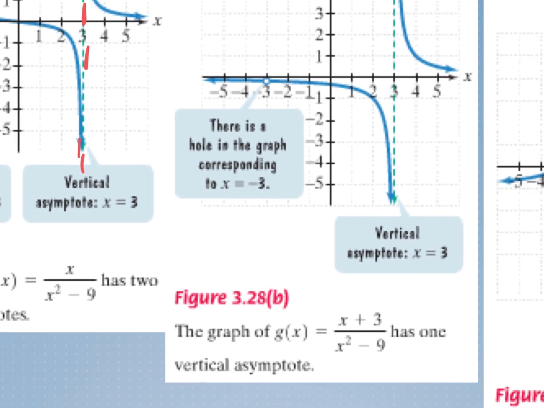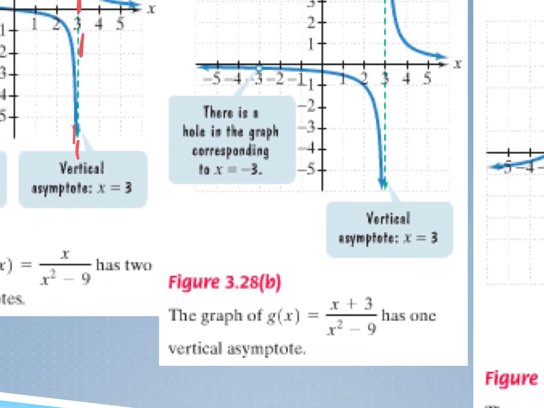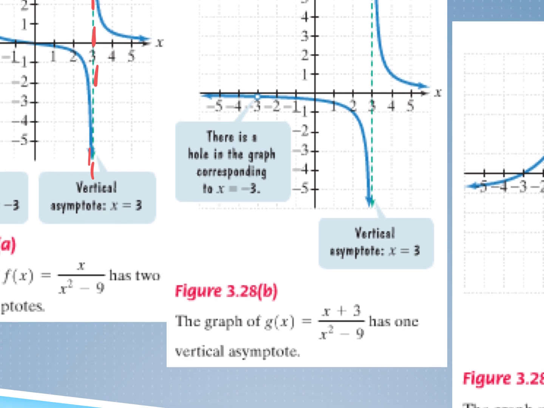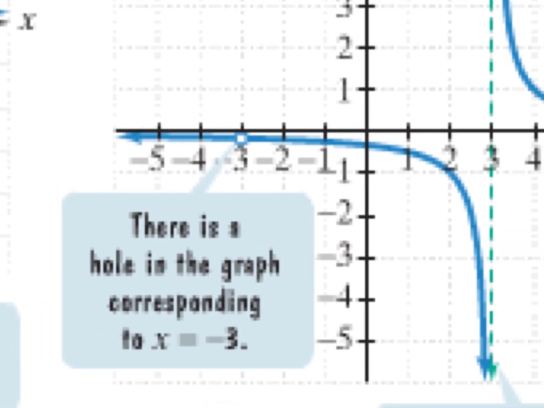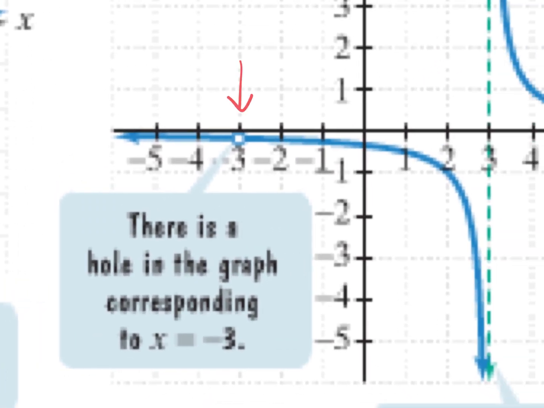Look at your second graph. We'll call this one B. How many asymptotes do you see here? Just 1. But what do you notice? Can you guys see this? What do you notice at positive or at negative 3?